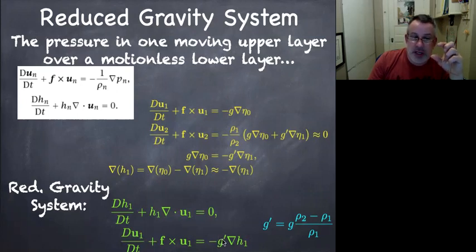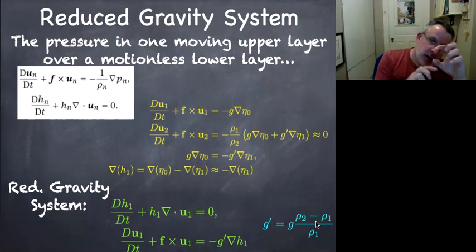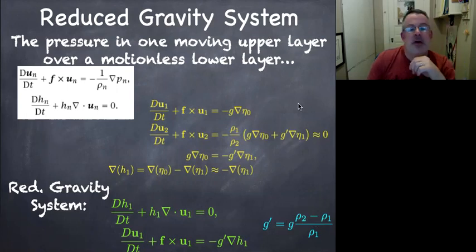And this g has a prime on it, which means that it's the reduced gravity. It's not the total gravitational acceleration, but it's the gravitational acceleration reduced by the difference between the second layer density and the first layer density divided by the first layer density. So it's reduced. It's not the total density that's moving around here. It's just the difference between the upper layer and the lower layer that drives motion.